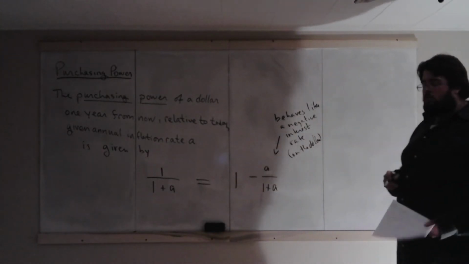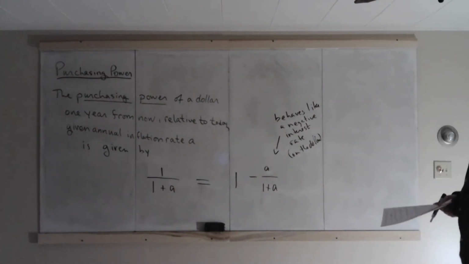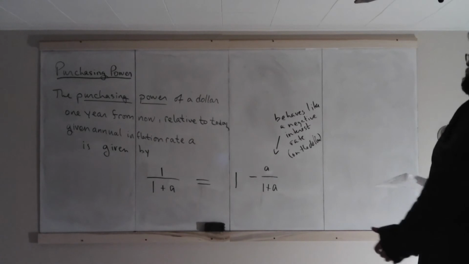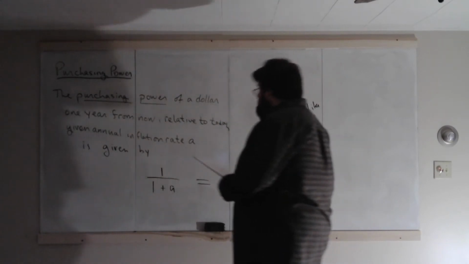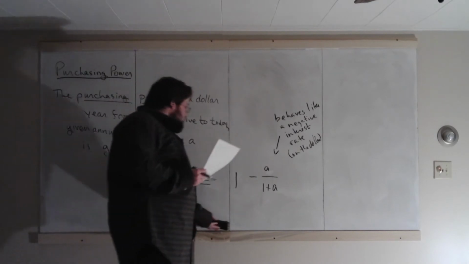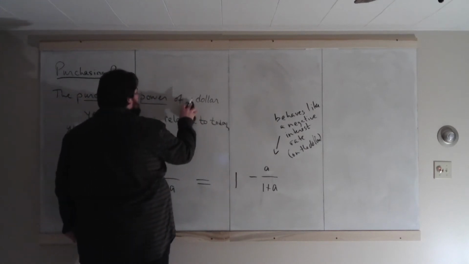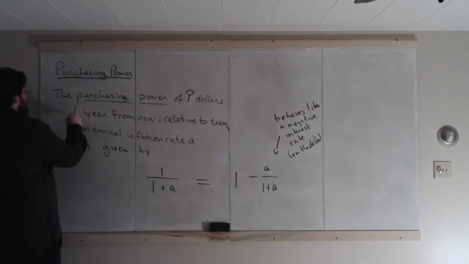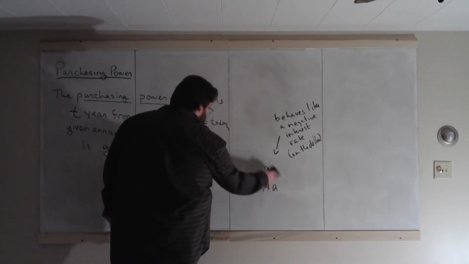So this is just 1 year from now. Well, it behaves like a negative interest rate on the dollar, with annual compounding, so with that we can find the purchasing power of a dollar T years from now. So let's write that just here. The purchasing power of P dollars T years from now, relative to today, given annual inflation rate A, is given by, well, we would just use this formula.